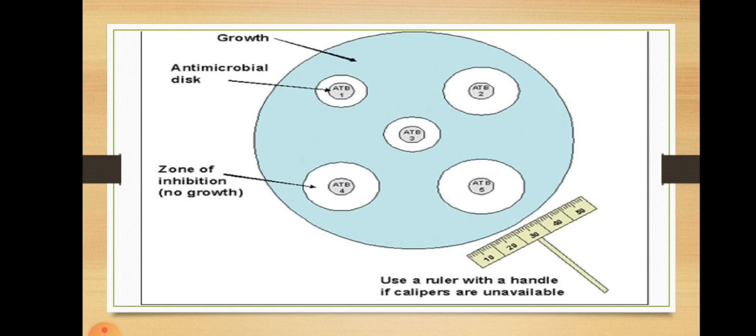This picture shows again an antibiotic sensitivity test on a plate, by the disc diffusion method. The blue color shows the growth of the microorganism, and the center ones are different types of antibiotics: antibiotic 1, 2, 3, 4 and 5, different types or different concentrations of antibiotics used here. We can see that after incubation a zone of inhibition is formed, and this is measured using a scale.